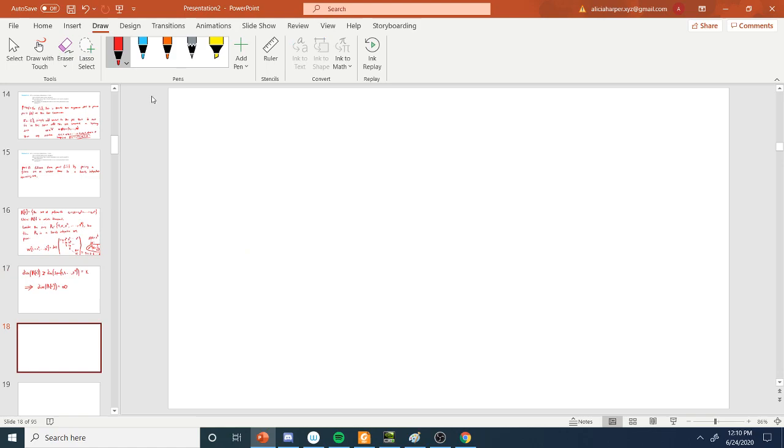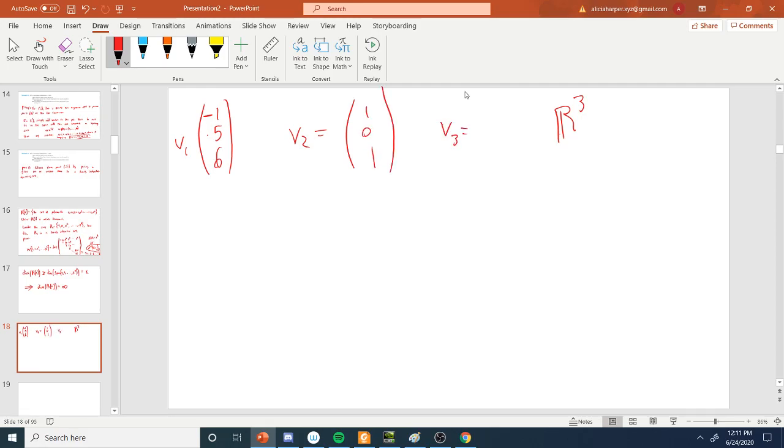So let's do another calculation. Let's suppose we look at some vectors in R3. Suppose we take the vector (-1, 5, 6). This will be my v1. My v2 here will be (1, 0, 1). And my v3 here will be (4, 0, 2).